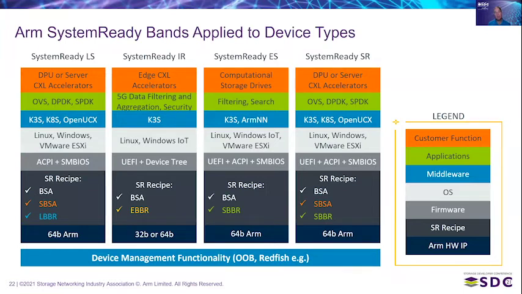So here are these System Ready bands. There are four bands that exist today. If we start at the bottom and work our way up, we certainly don't want to reinvent any wheels. We want to leverage industry standards. So from a device management functionality standpoint, using OOB, Redfish, the existing standards, we want to take advantage of that as much as possible. And then layer on top of that the ARM CPU integrated according to a recipe specific for the application of interest. So if we focus on the third column from the left, labeled System Ready ES, I think this is a logical choice for a computational storage drive.